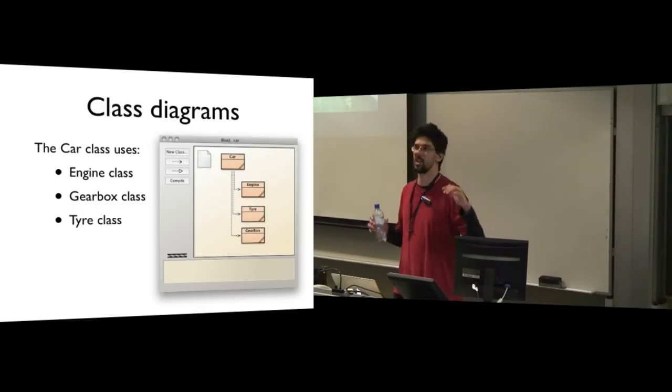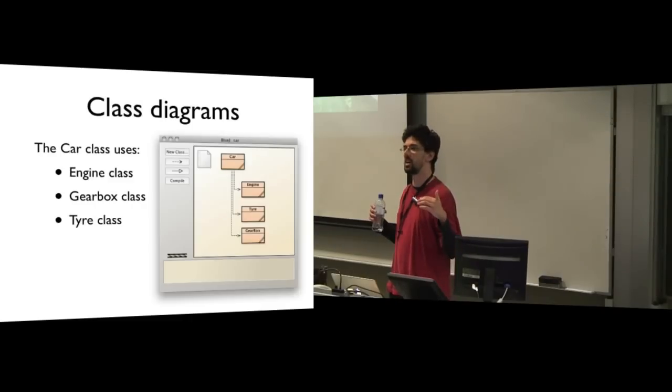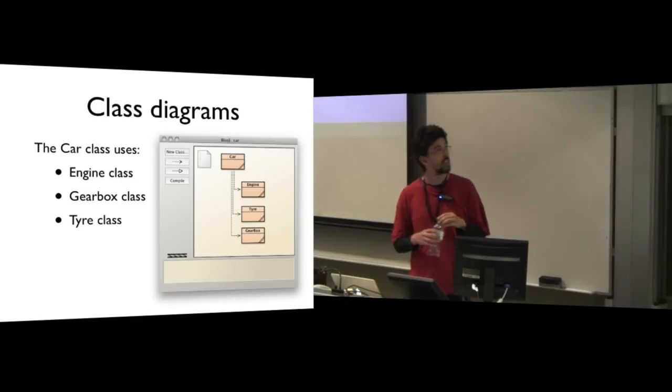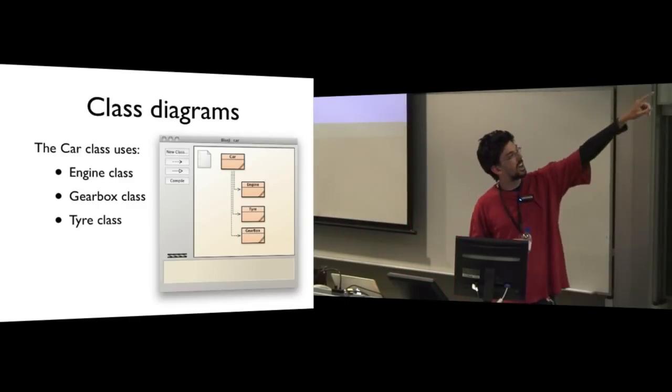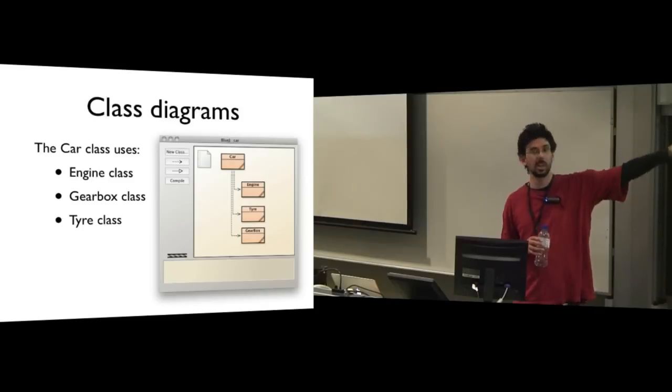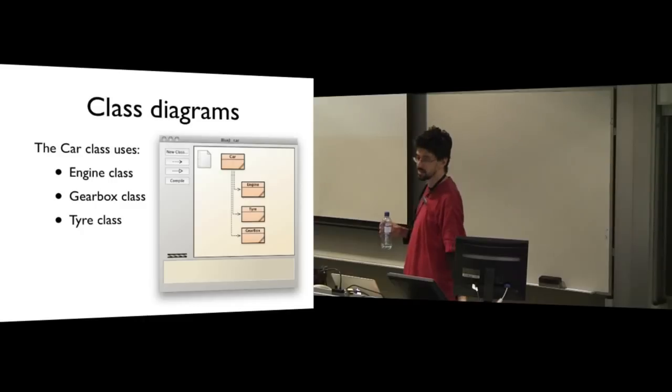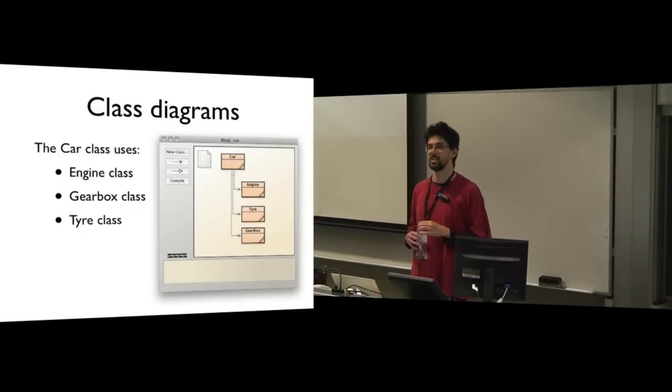A good class diagram represents the hierarchy of abstraction. Here you can see the car is made up of subparts, and the three subparts are the engine, the tyre, and the gearbox. A bad class hierarchy is one where you start getting loops, where the engine has a car as well as the car having an engine, and everything gets rather tangled and messy. That's an indication that you've designed things poorly.